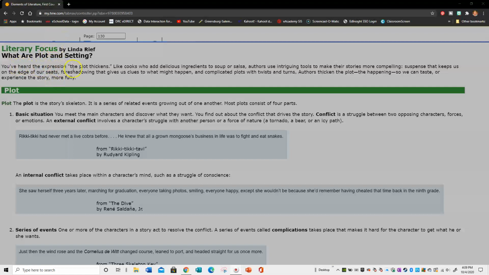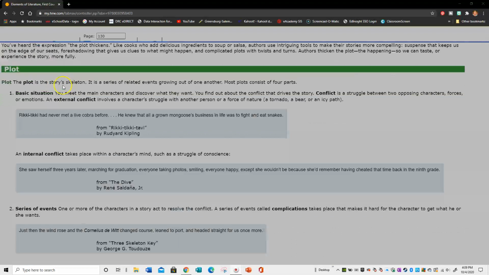You've heard the expression, the plot thickens. Like cooks who add delicious ingredients to soup or salsa, authors use intriguing tools to make their stories more compelling. Suspense that keeps us on the edge of our seats, foreshadowing that gives us clues to what might happen, and complicated plots with twists and turns. Authors thicken the plot, the happening, so we can taste or experience the story more fully.